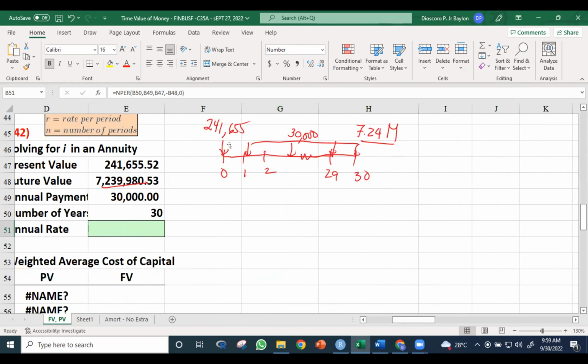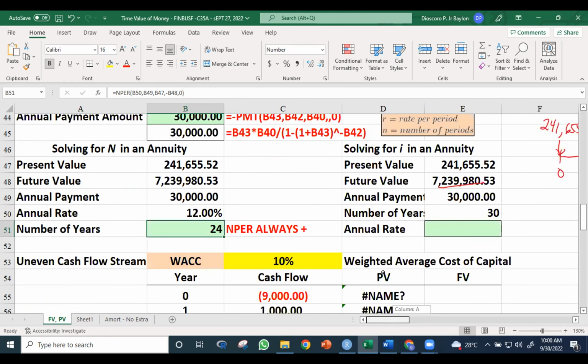Because now there you have a cash flow at the beginning, and then you also have a cash flow of 30,000 every year for the next 30 years. So the question here is, if you have 241 at the beginning and then 30,000 for the next 30 years, how long will it take you to accumulate 7.24 million? And the answer is 24 years. It should be faster than 30 because you have this cash flow. And this 241,655 is not treated as an equivalent cash flow. It's treated as a different cash flow, distinct from 30,000. Okay, I hope you get that.